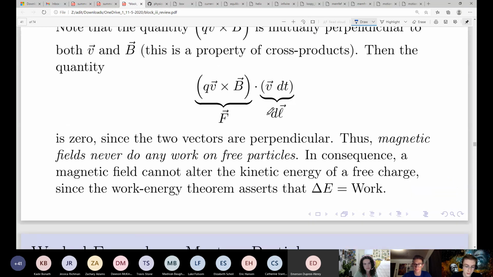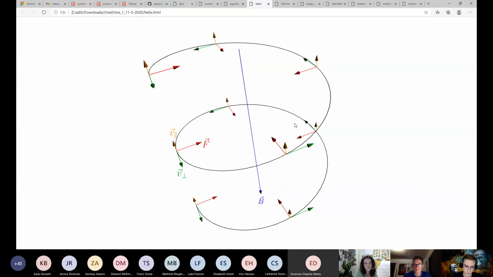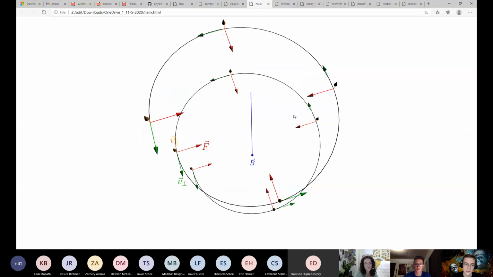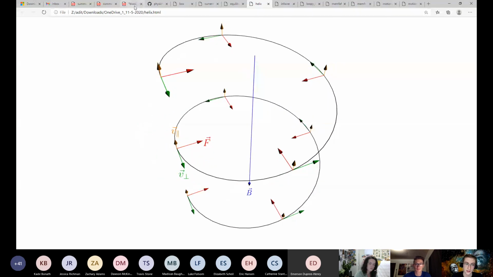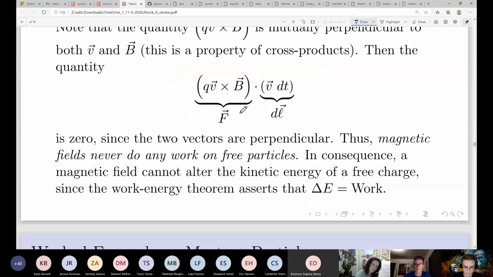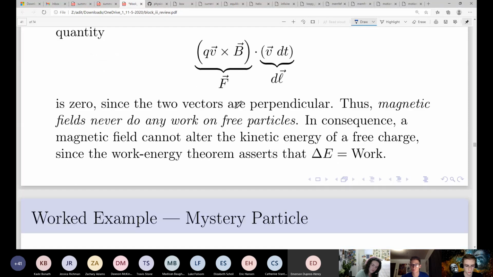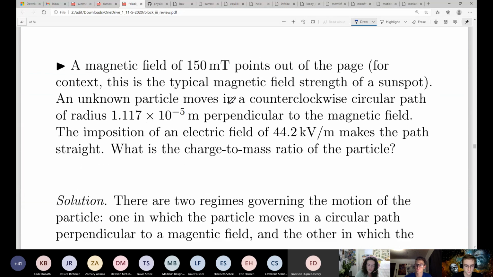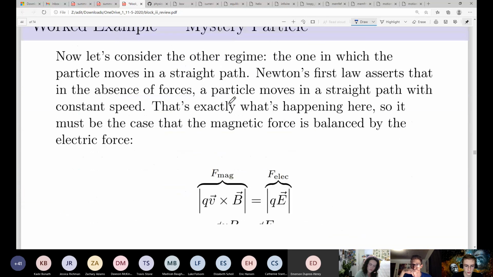The most important consequence of that is that magnetic fields never change the speed. Obviously, they change the velocity of the particles. That's why you get things like a helix where it's moving in sort of a crazy velocity, but its net speed never changes, and hence its kinetic energy never changes. Cool. We have an example here that we can go through later.